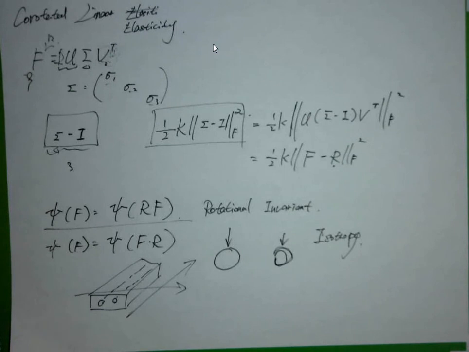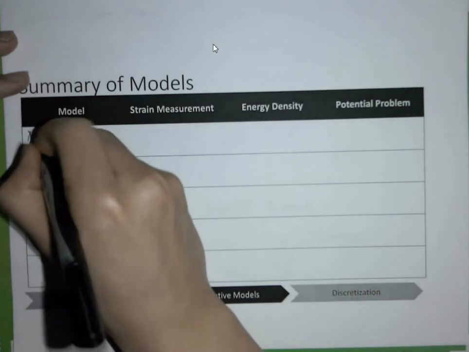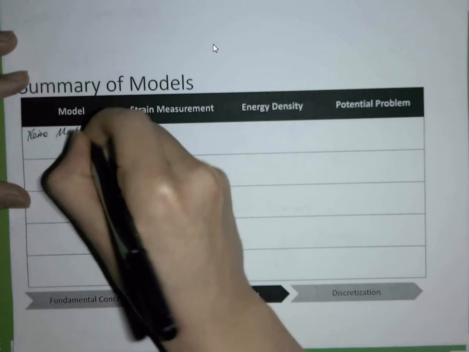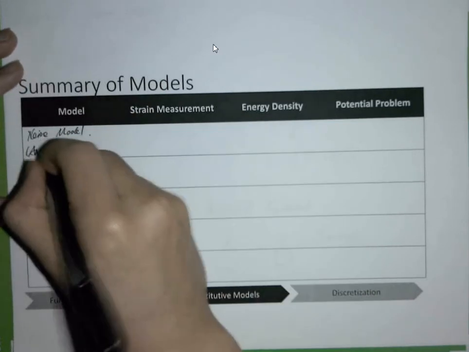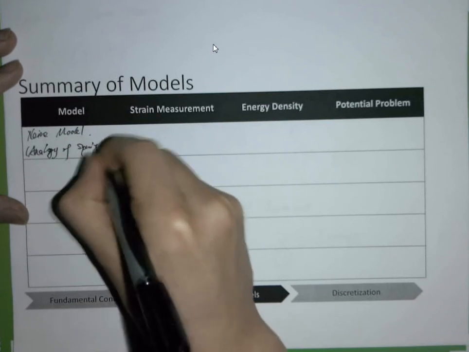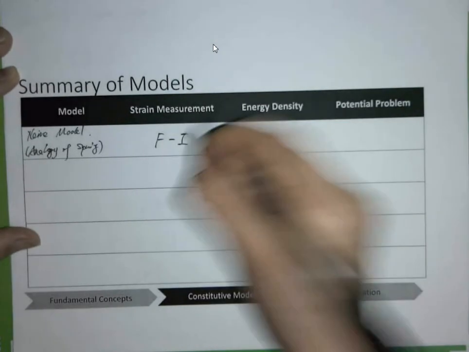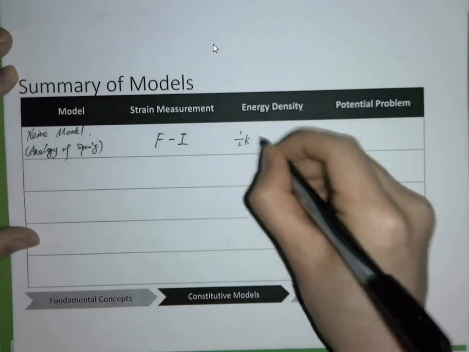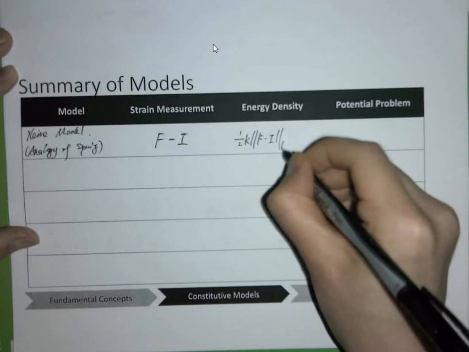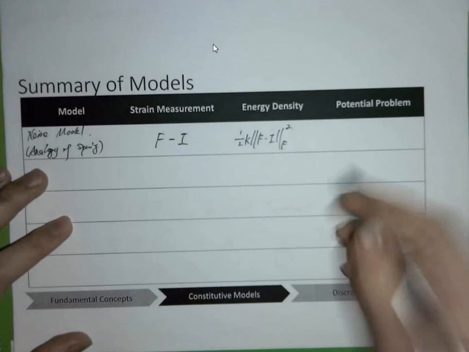So let's fill this form. In this class, at first we have a really naive model, which is like an analogy of a mass-spring system. It's F minus identity, and the energy is simply 1/2 of K times the Frobenius norm of F minus identity, squared. And we know it has some bad properties: it's not rotationally invariant.